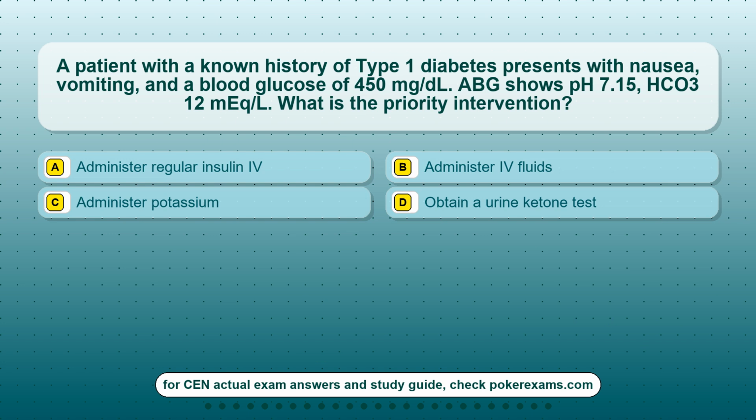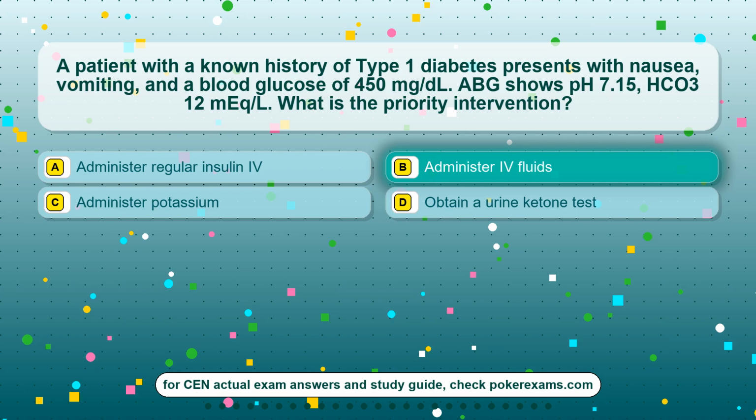Question 14. A patient with a known history of type 1 diabetes presents with nausea, vomiting, and a blood glucose of 450 mg/dL. ABG shows pH 7.15, HCO3 12 milliequivalents/L. What is the priority intervention? Option A, administer regular insulin IV. Option B, administer IV fluids. Option C, administer potassium. Option D, obtain a urine ketone test.